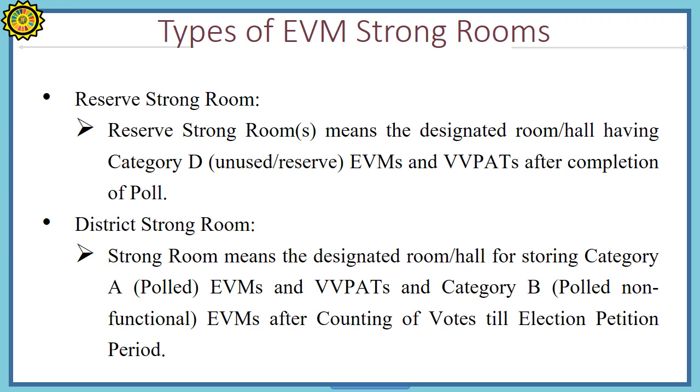District election room. Strong room means the designated room or the hall storing category A polled EVM, category B polled non-functional EVM after counting of votes till the election petition period.